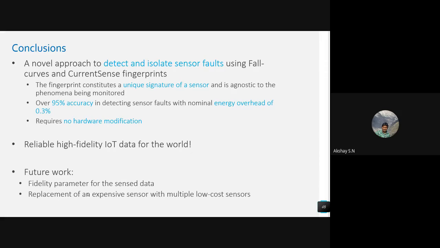the health of the sensor. If one sensor goes bad, I can switch to the next one. So the overall cost of the sensor will completely come down, and it will also increase the overall lifetime. So that's another future work which we are looking at.